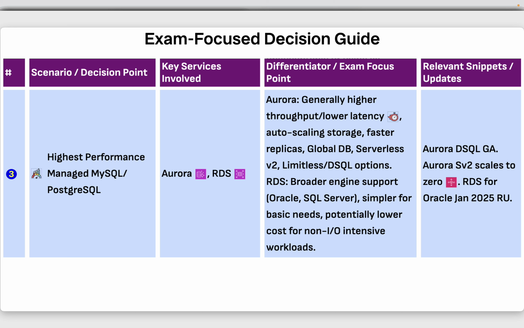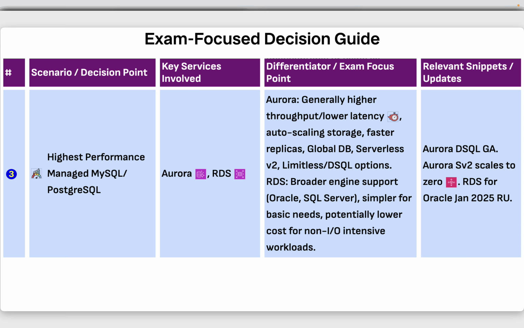Next one, if the scenario or the decision point is highest performance managed MySQL or PostgreSQL. So you have two services, Aurora and RDS. They will be competing with each other. Aurora is generally higher throughput and lower latency, with auto scaling storage, faster replicas, global database, serverless, and limitless distributed SQL options.